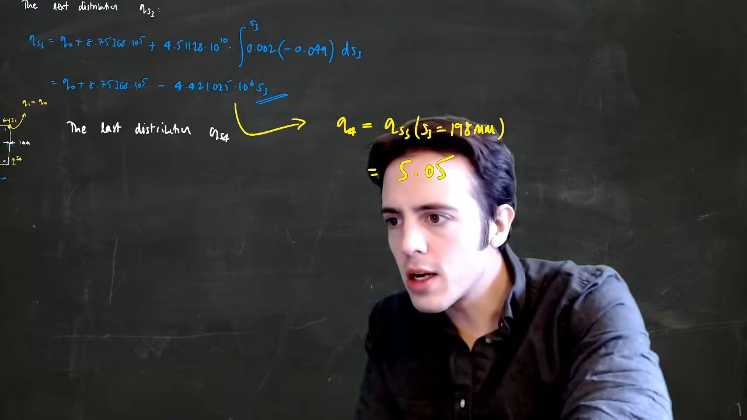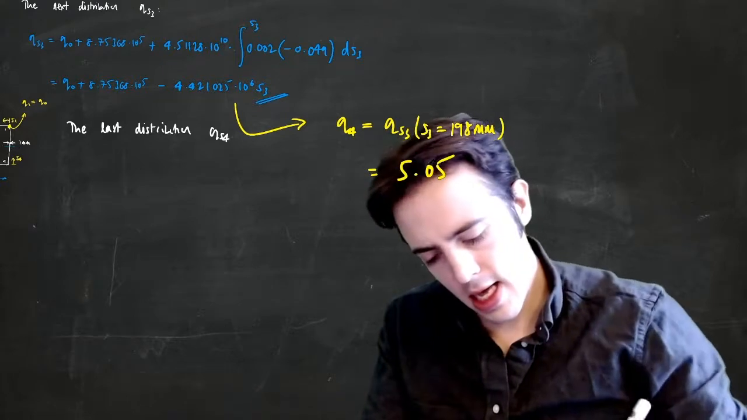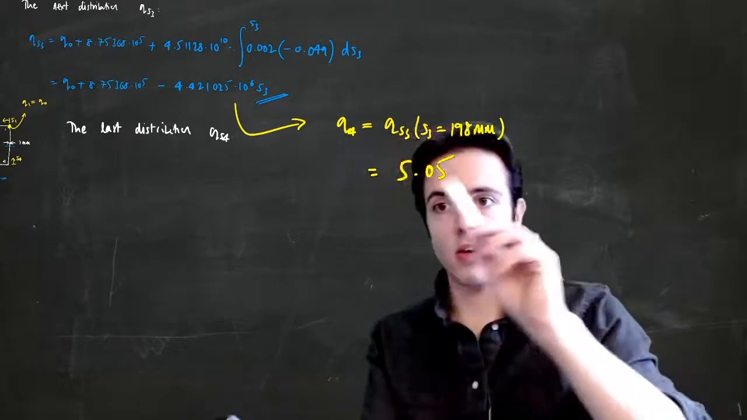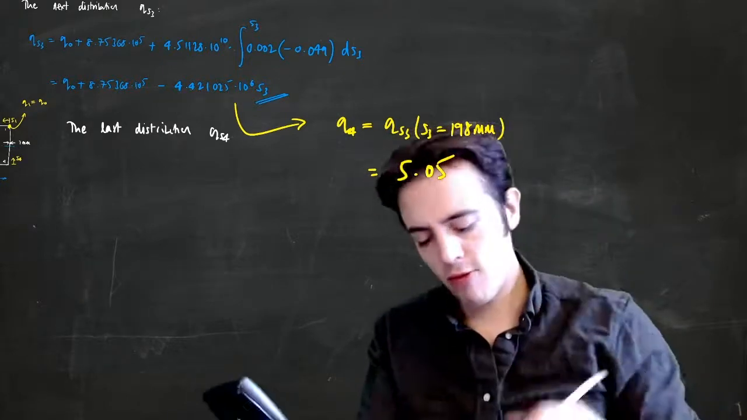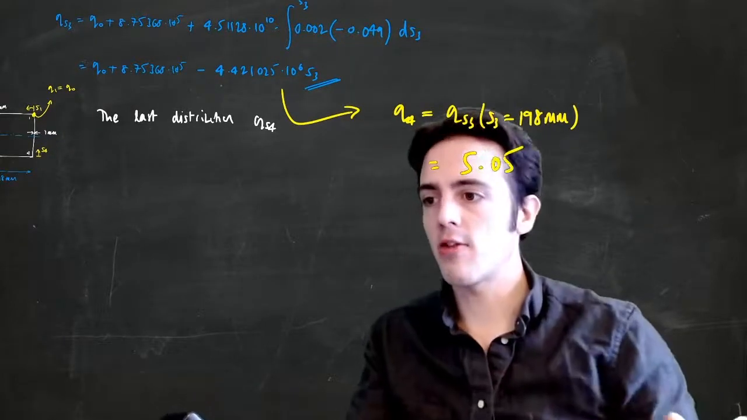Yeah, that's a small number. Okay. So that is the value of the shear flow distribution, the principal value at Q4. It's going to be the starting value for the last distribution.